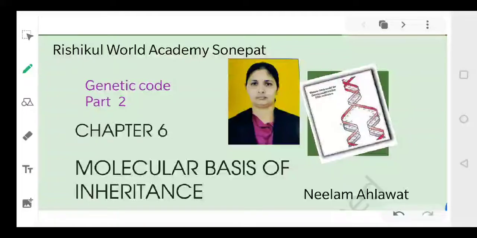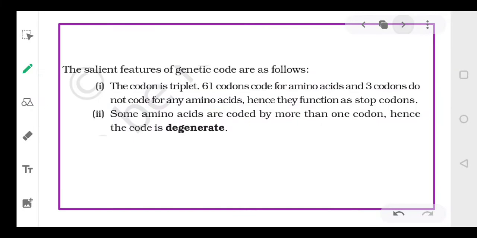Right, everyone. So we'll continue with the topic, that is your genetic code, and this is your part number 2. Yesterday we spoke about a general introduction regarding the genetic code, right? Now today we'll be talking about the features of the genetic code.